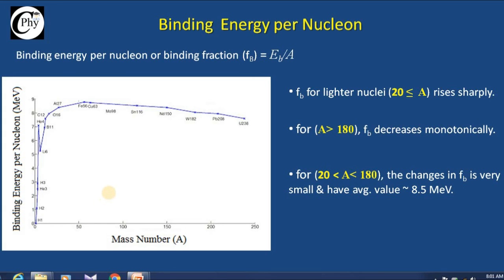Here we can observe that the binding energy per nucleon, or the average binding energy, for lighter nuclei, that means the atoms whose mass number is less than 20, rises very sharply, and for nuclei having mass number greater than 180, the binding energy per nucleon decreases very slowly. For atoms having mass number between 20 and 180, the change of binding energy per nucleon is very slow, with an average energy of 8.5 mega electron volt.